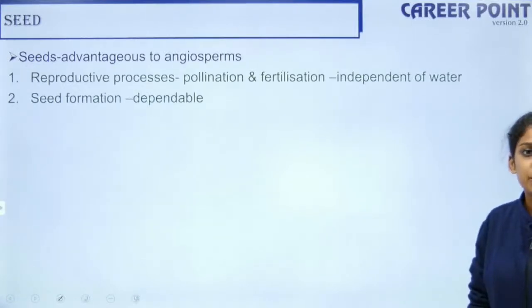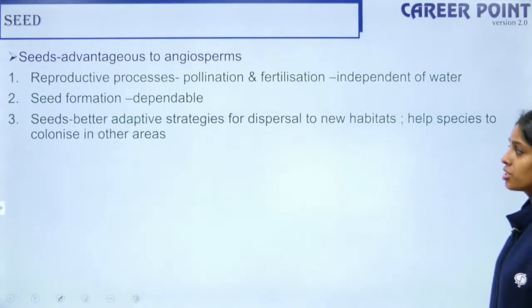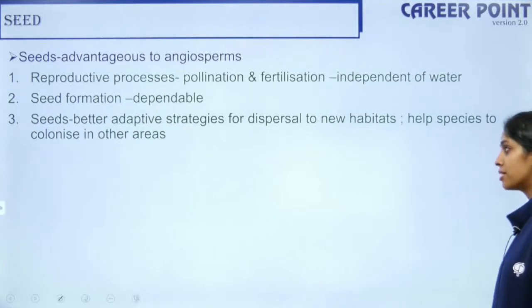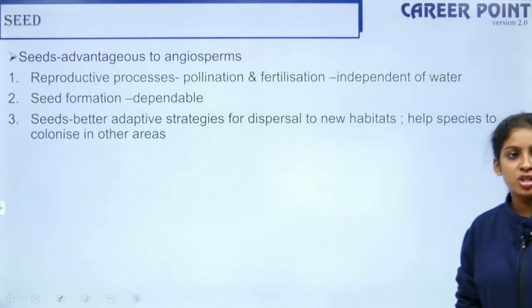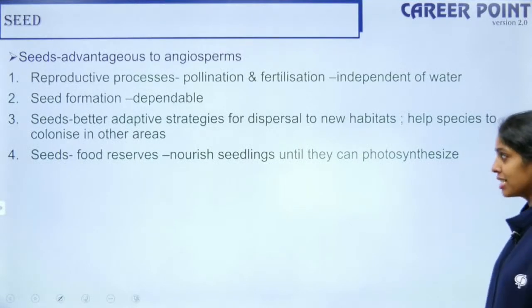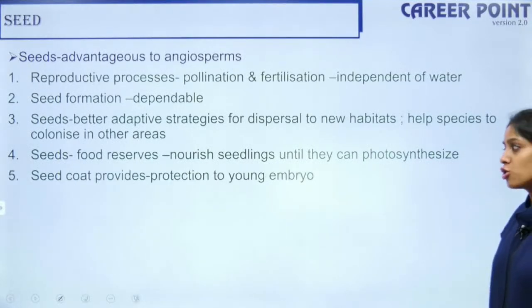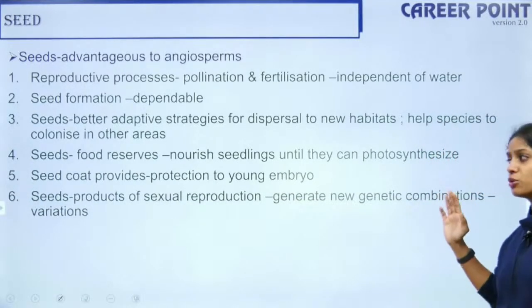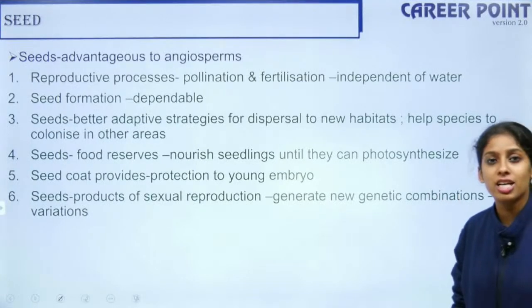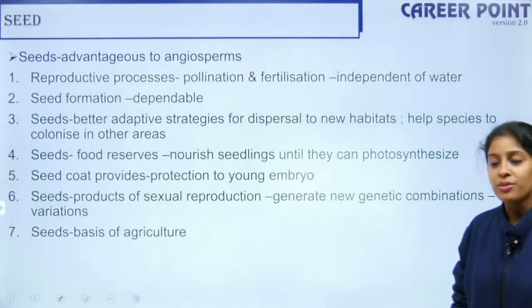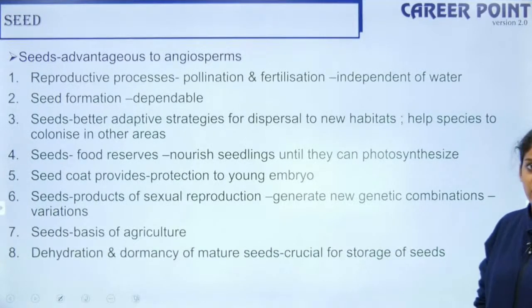Seed formation is dependent on the environment. Seeds have better adaptive strategies for dispersal to new habitats, so they help species colonize new areas. The seeds also store reserve food material, nourish the seedling, and provide protection to the young seedling. They generate new genetic combinations, that is, they produce variation, which is the basis of evolution, and they are also the basis of agriculture.